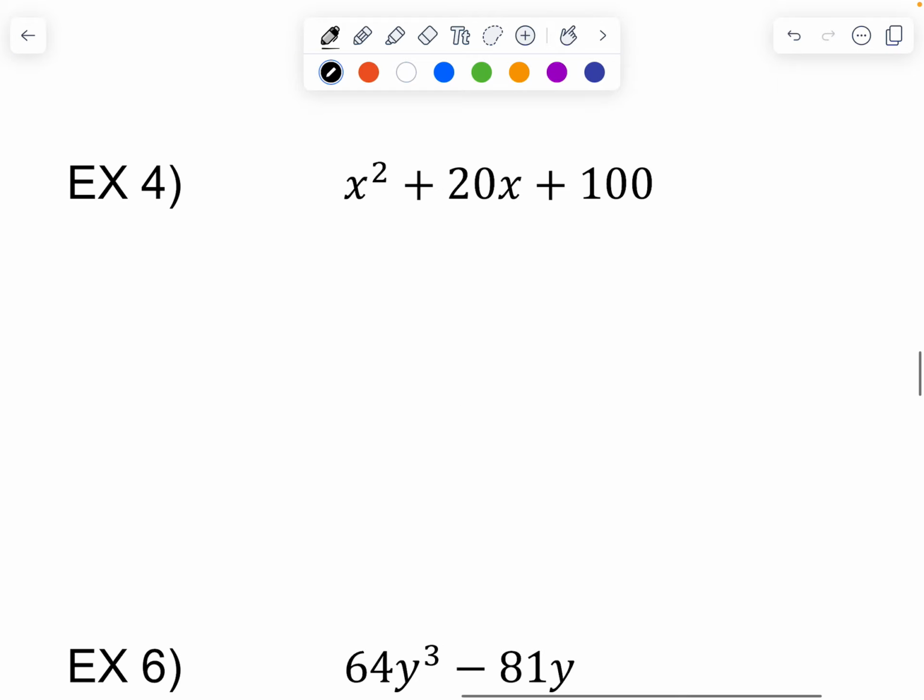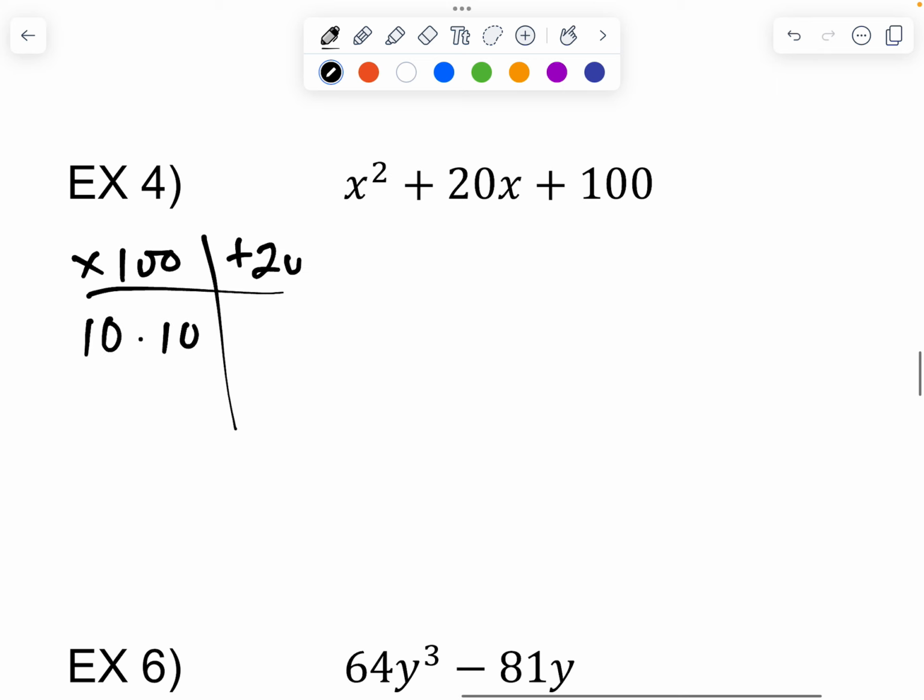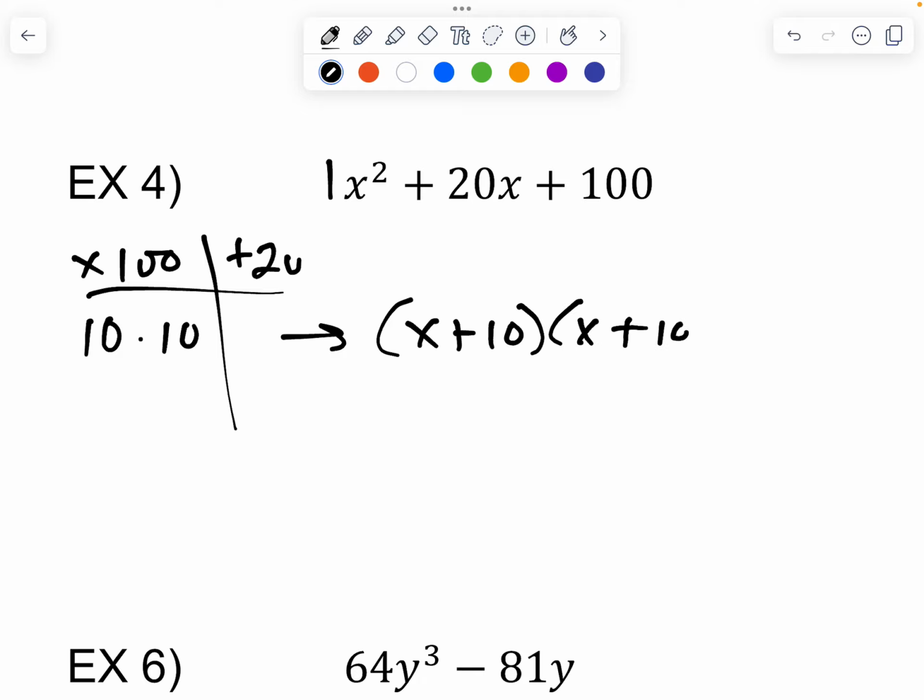This next problem, same idea. We multiply to get 100, add up to 20. So that's 10 times 10 adds up to 20. And because it's a 1x squared, we can write x plus 10, x plus 10. Let's do a couple more.